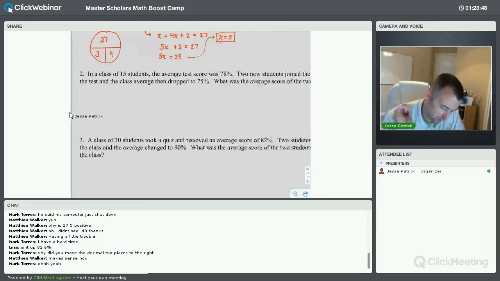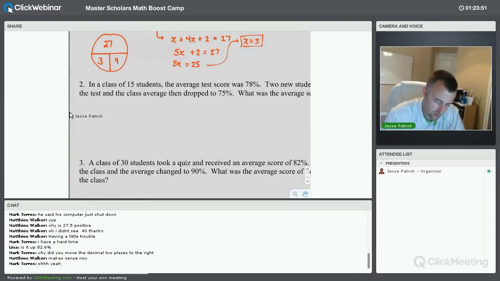So this one, we have a class of 15 students, the average test score. I see the word average. I'm going to write an average pie. So I'm going to fill this out. Just stop reading. Just fill this out. A class of 15 students, so 15 things. The average score is a 78%.